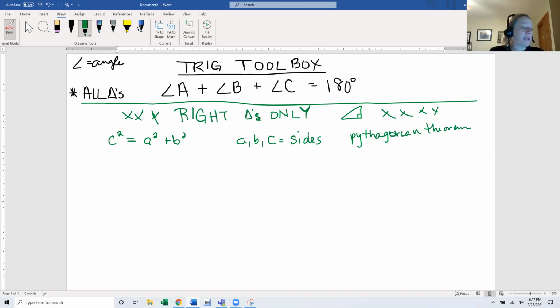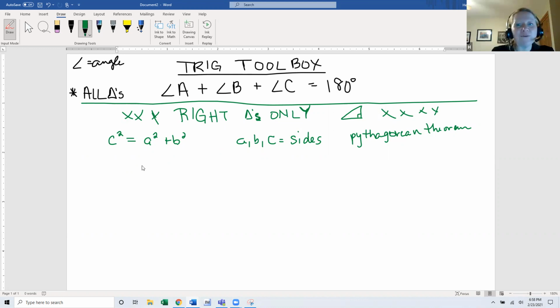Okay? So the angles up here are all angles. In Pythagorean, it's all sides. All right. But Pythagorean theorem, c squared equals a squared plus b squared, is always right triangles. All right, always right triangles only. So it won't work for any other kind of triangle.